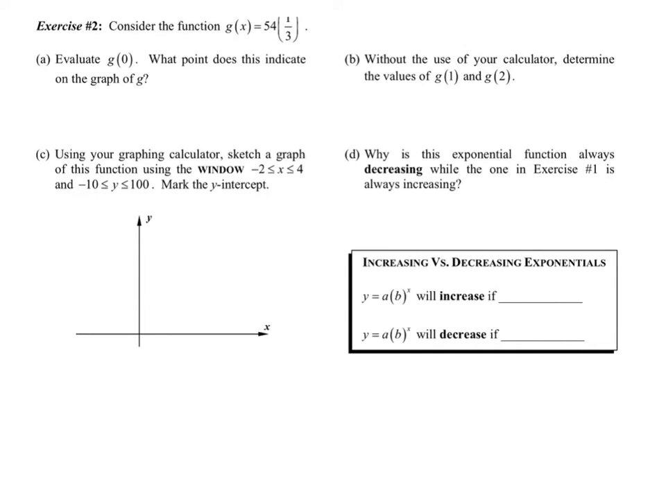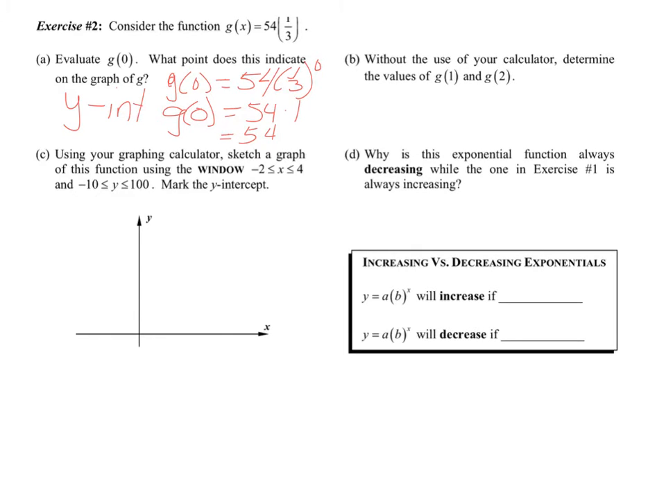Okay, let's evaluate g of 0. So that means I'm going to have g of 0 equals 54 times 1/3 raised to the 0 power. Well, if you remember, what is anything to the 0 power? g of 0 is going to equal 54 times 1, which is just 54. So this here is my y-intercept. So g of 0 is my 54. That's what that proves, that is my y-intercept.